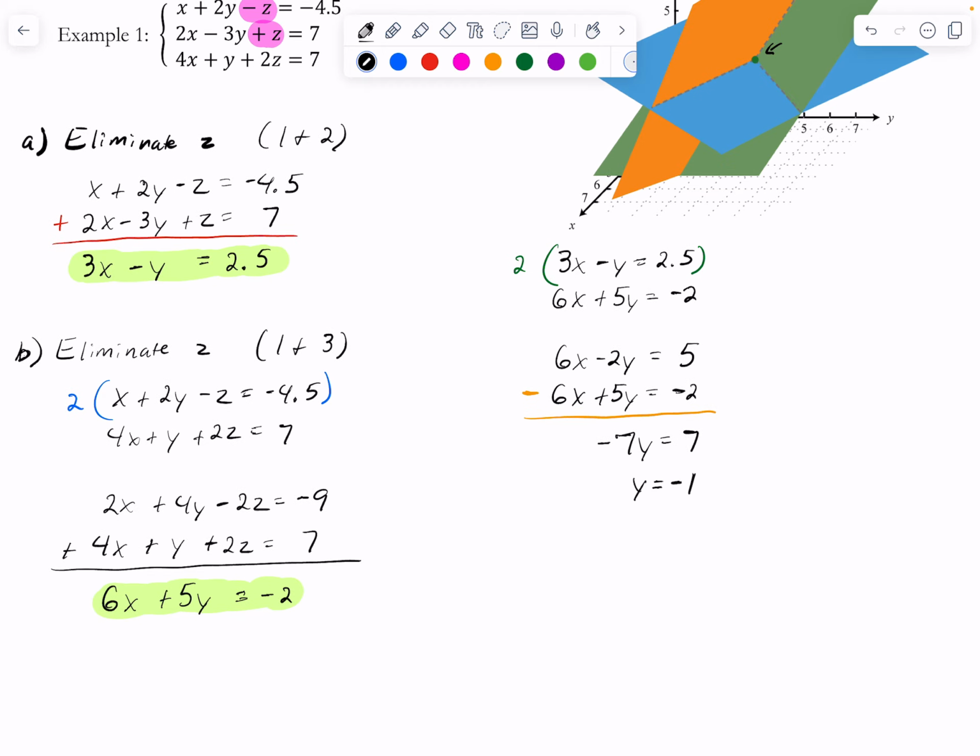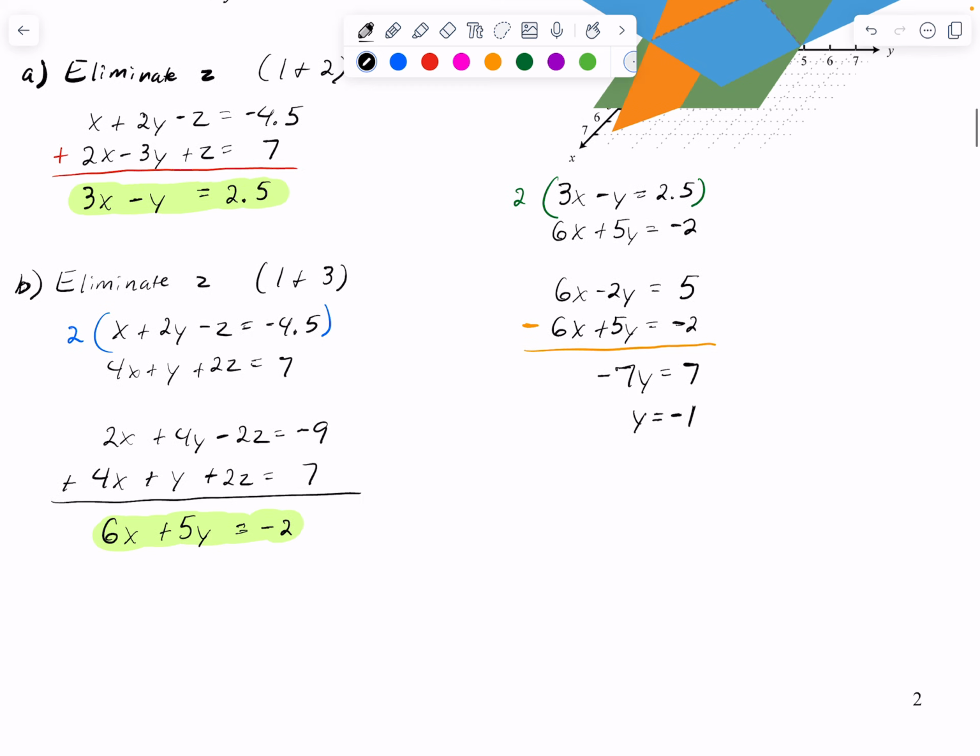All right, so I found 1 out of 3 of those variables. Once I find that 1, what I'm going to do is go back to that very first one that I found and labeled part A, when I eliminated my variable z. I can plug in that y is negative 1, and that will allow me to find x. So I'm going to write 3x minus y equals 2.5. Replace that y with the negative 1.